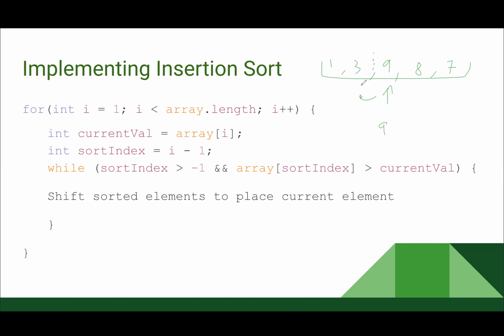And as long as our sort index, the place where we are going to sort it into, is greater than -1, and array at the sort index is greater than our current value. So as long as we haven't reached the very beginning, and as long as the things we're looking at are bigger than our current value, because we want to keep going until we find something smaller, because that's the place we know we're going to insert it.